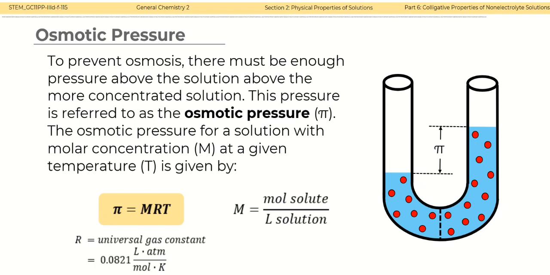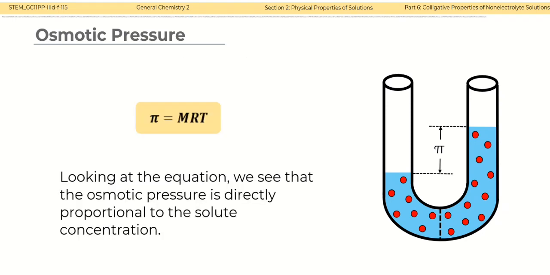The osmotic pressure for a solution with a given molar concentration at a given temperature is given as follows. In the equation, R is the universal gas constant, which is equal to 0.0821 liter atmosphere per mole Kelvin. Looking at the equation, we see that the osmotic pressure is directly proportional to the solute concentration. The higher the concentration, the higher the pressure needed to stop osmosis.